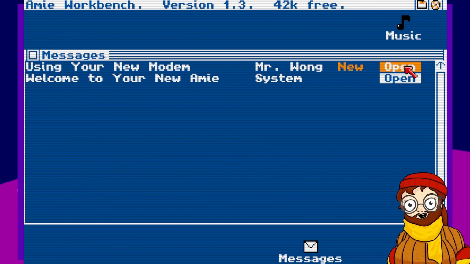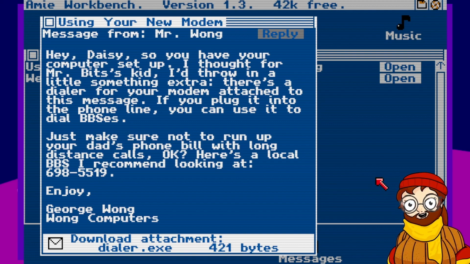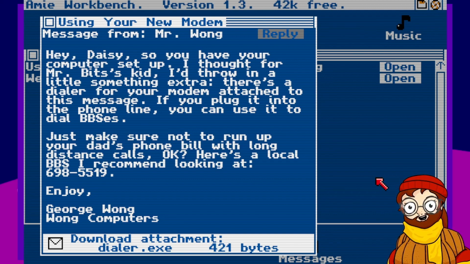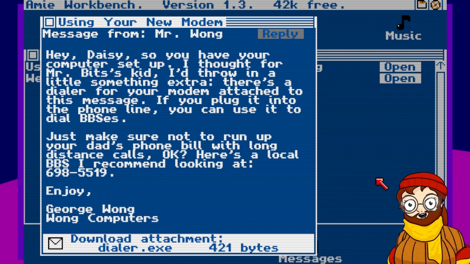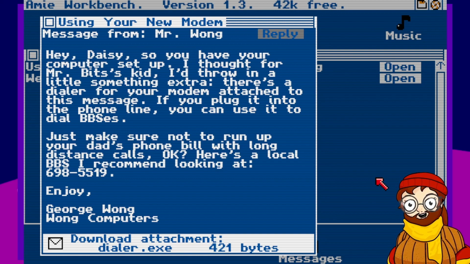Using your new modem, Mr. Wong. Message from Mr. Wong. Hey Daisy, it's me. So you have your computer set up. I thought for Mr. Bits' kid, it's funny, I throw in a little something extra. There's a dialer for your modem attached to this message. If you plug it into the phone line, you can use it to dial BBSs. Just make sure not to run up your dad's phone bill with the long-distance calls, okay? Here's a local BBS I recommend looking at, 698-5519. Enjoy! George Wong, Wong Computers.